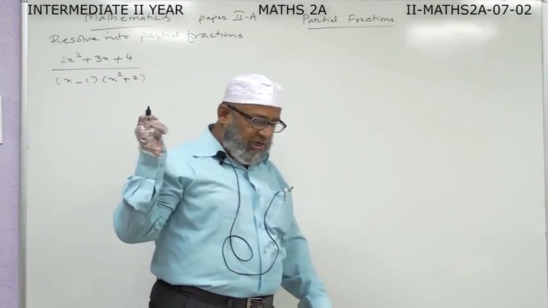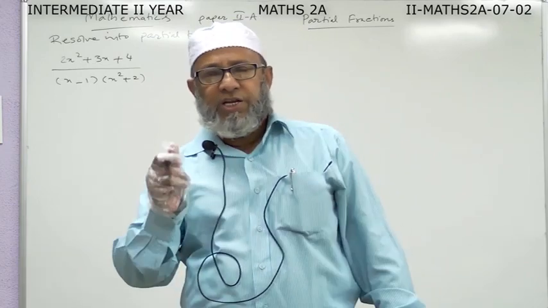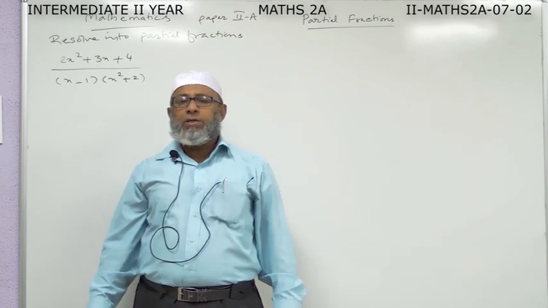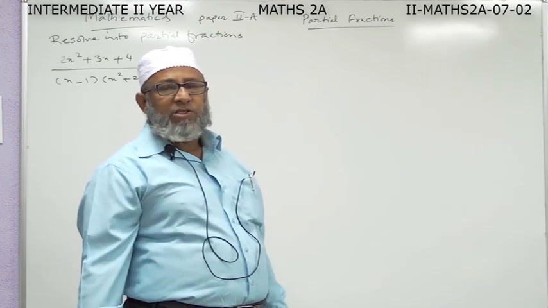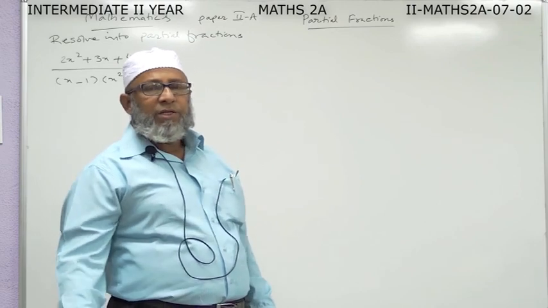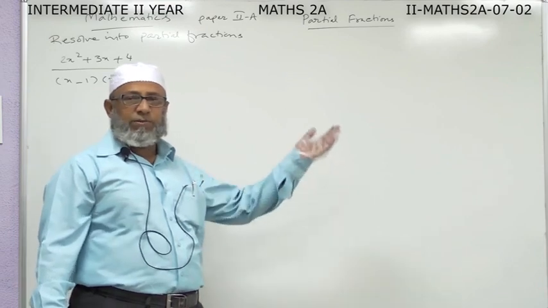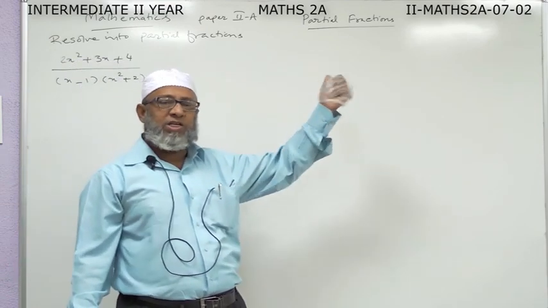As I told you yesterday, if the denominator consists of linear factors, the substitution will be A/(ax + b) + B/(cx + d) and so on. For repeated and non-repeated cases, the substitution will be the same, that is A/(ax + b) + B/(ax + b)² + C/(ax + b)³ and so on. So this is the second case.